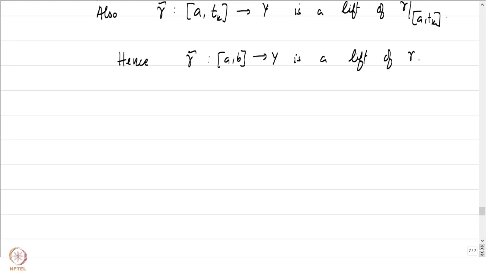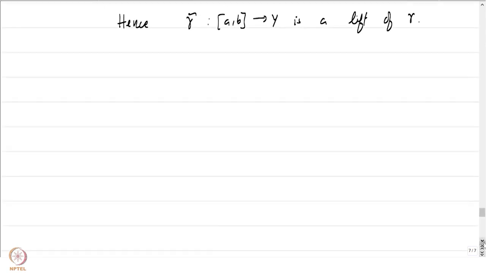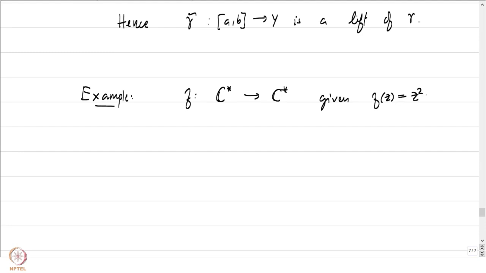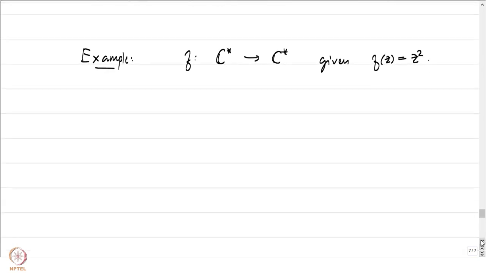The theorem only gives us a guarantee of a lift. It does not tell us much about the property of the lift. For example, consider the following scenario. Instead of looking at C star, let me look at C star to C star. Look at the map f from C star to C star, given by f of z equal to z squared. We checked some time back that this is indeed a covering map, and let's consider the unit circle, the curve gamma of t equal to e to the power i t, where t is going to go from 0 to 2 pi.